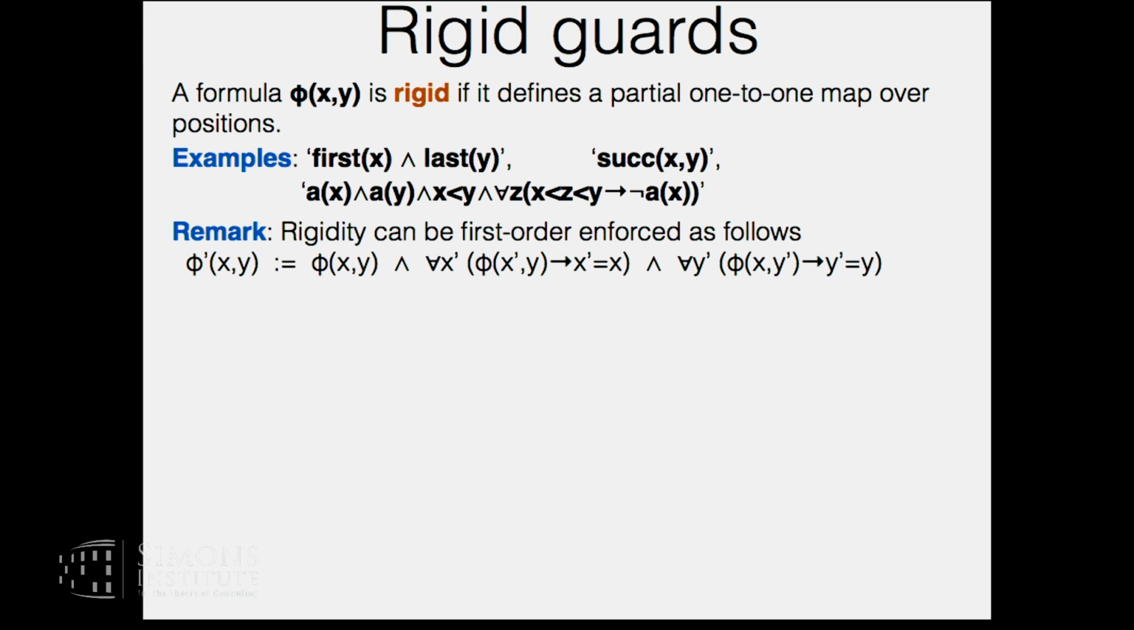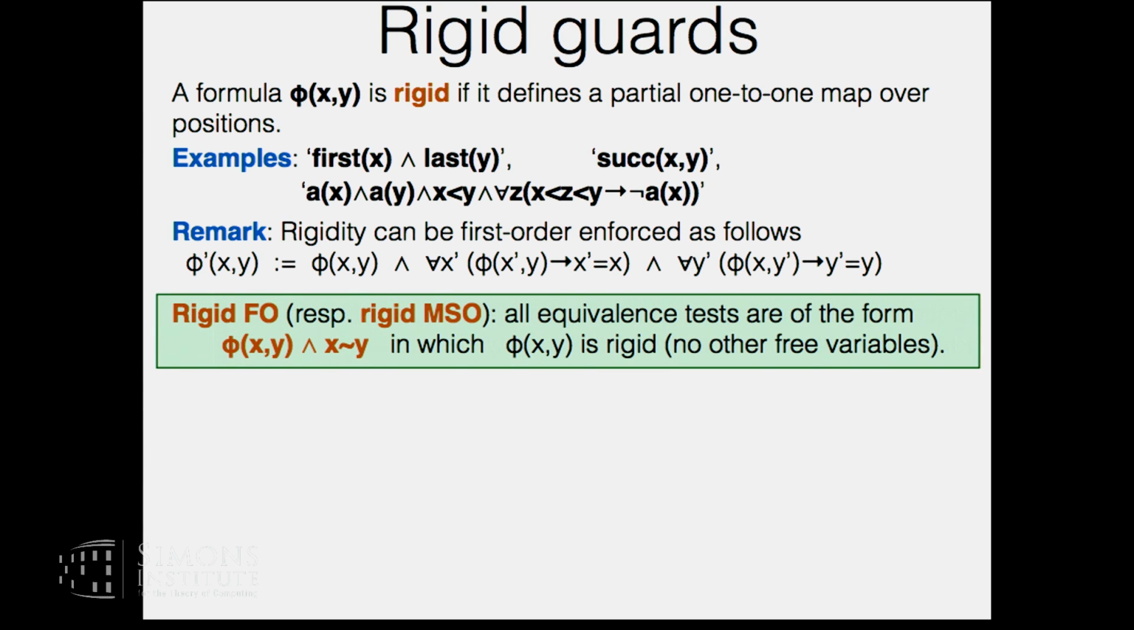And same for y. What does this formula do? It recognizes a subset of the graph of the relation defined by phi. And if phi happens to be rigid, then it's exactly the same set. So it's a way to enforce rigidity syntactically. Yes? Yes, so the phi prime is always rigid, that's the point.